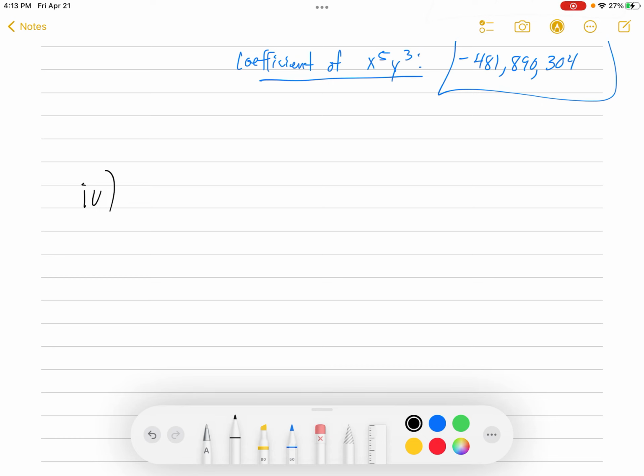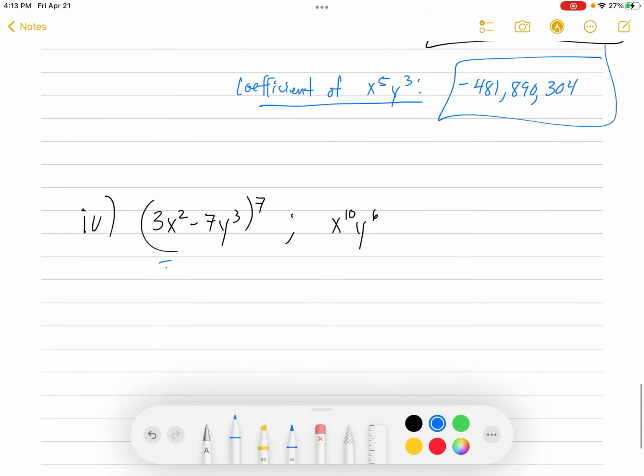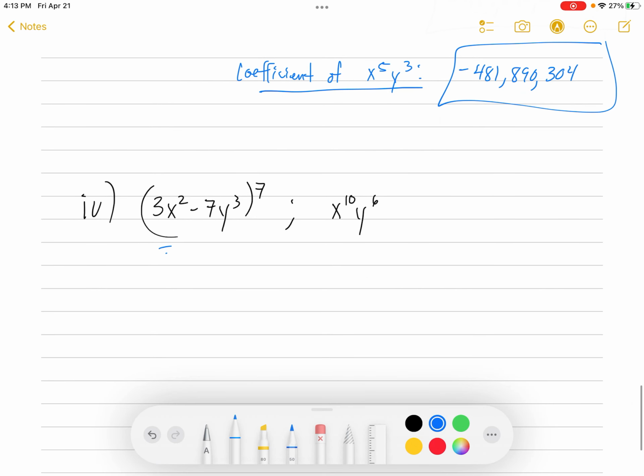All right, let's do one more. Final problem, a little harder maybe than the others. Let's say we have the expansion 3x squared minus 7y cubed, all to the 7th power. And we're looking for the coefficient of the x to the 10th, y to the 6th term. So we're going to focus on the x to the 10th, y to the 6th term.